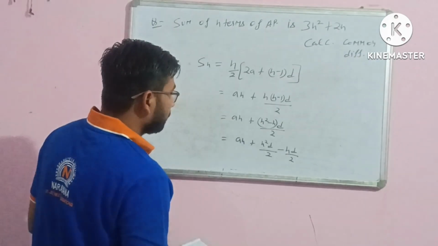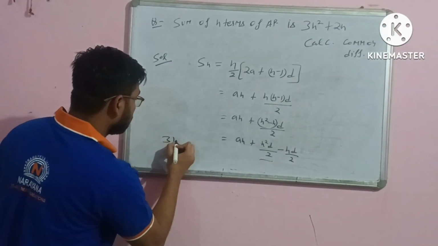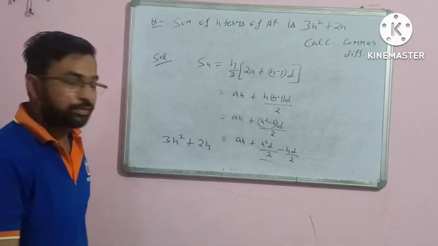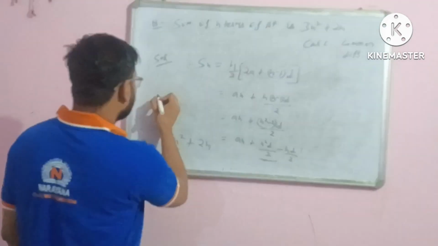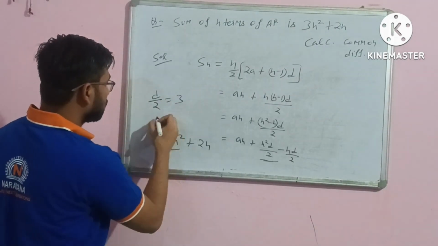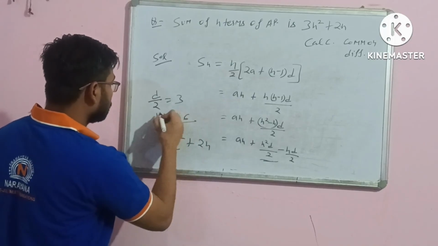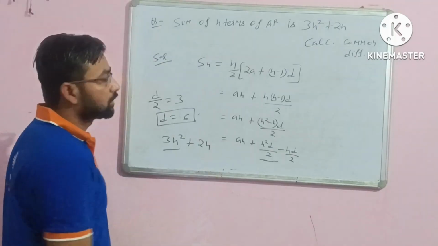And after comparing this expression, which becomes equal to 3n square plus 2n, and comparing the coefficients of this term and this term, we will know that d by 2 becomes equal to 3. So d becomes equal to 6. So the common difference comes out to be 6. This is the answer of this question.